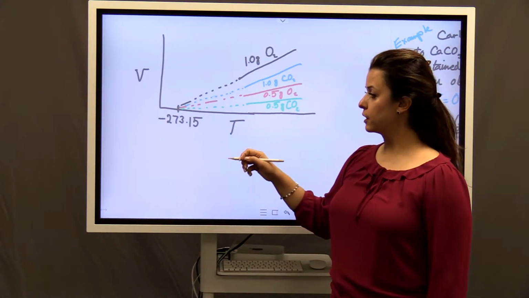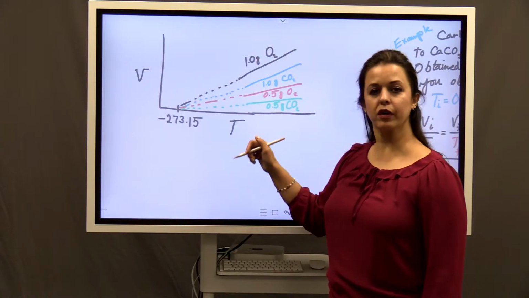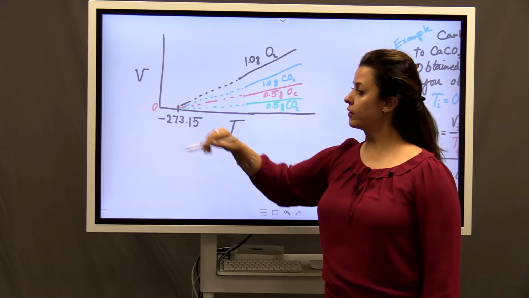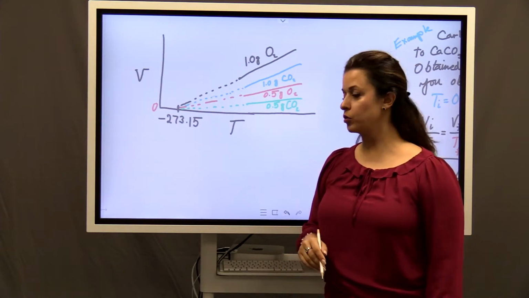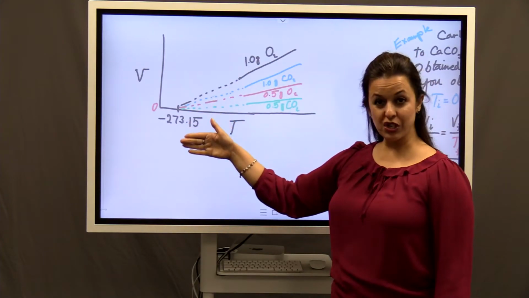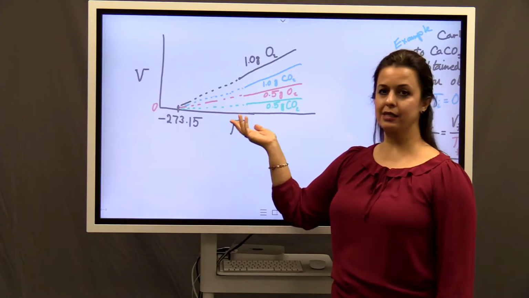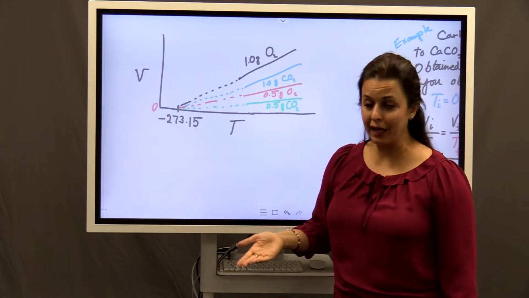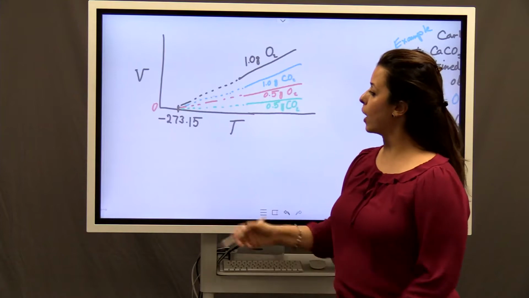273.15 degrees Celsius. This is a very, very cold temperature and shows the volume at this temperature is going to be 0, hypothetically. Nobody has reached this temperature yet, and nobody has seen a 0 volume for a gas. But this is called absolute zero.